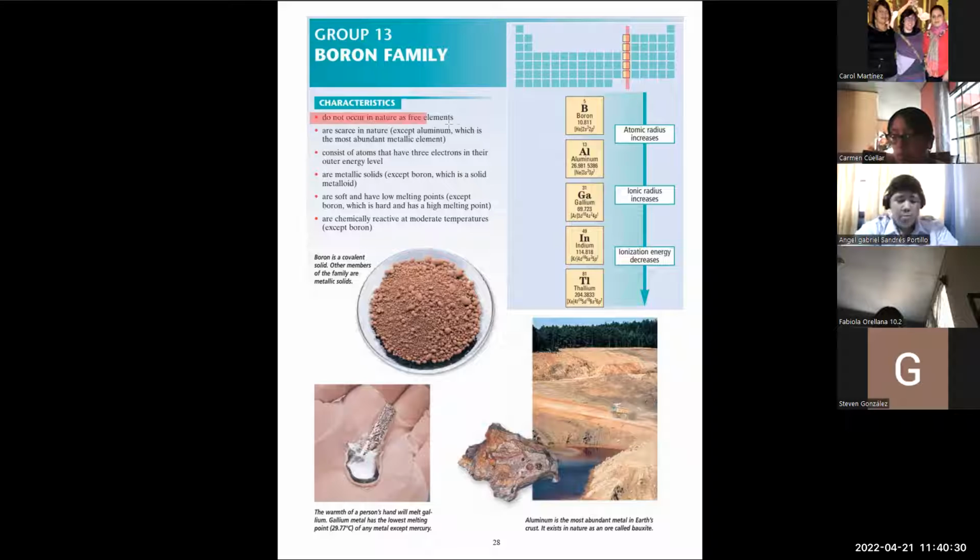They do not occur in nature as free elements. If you're going to find them in nature, they're going to be combined in another compound, okay? Combined in different compounds.